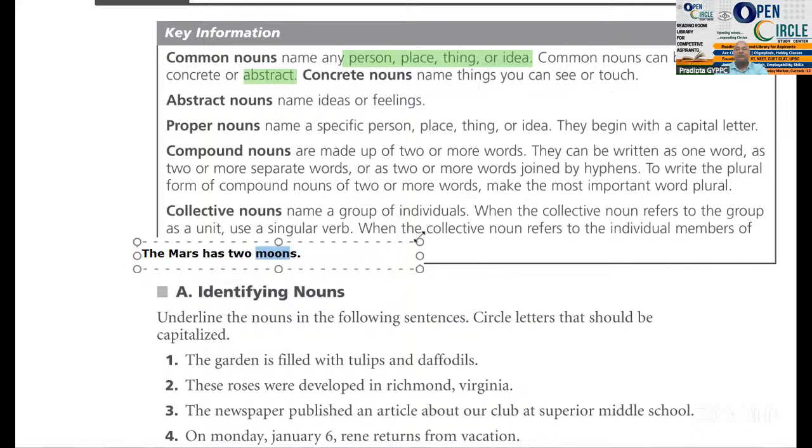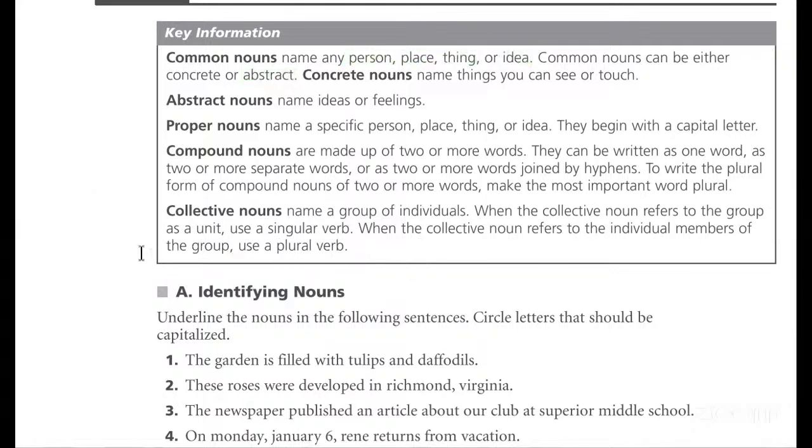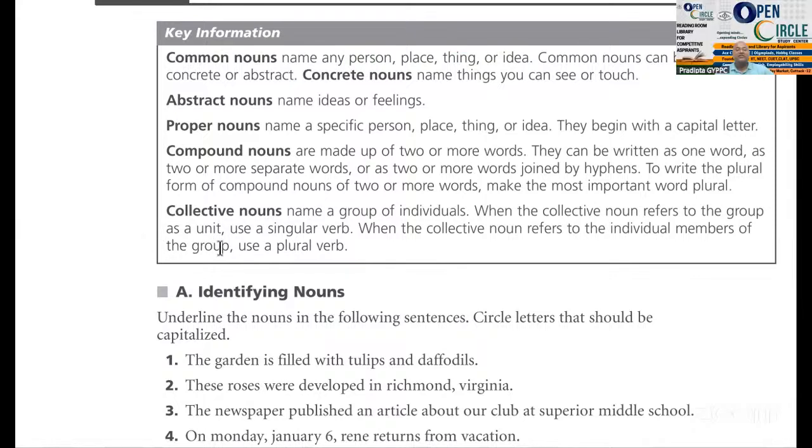Okay, next, what is a compound noun, Unnati? Do you understand what is a compound noun? Compound nouns are nouns that are made up of two or more words. They can be written as one word, two separate words, or two or more words joined by hyphens, like father-in-law, commander-in-chief. There are three words connected by hyphens or dashes.